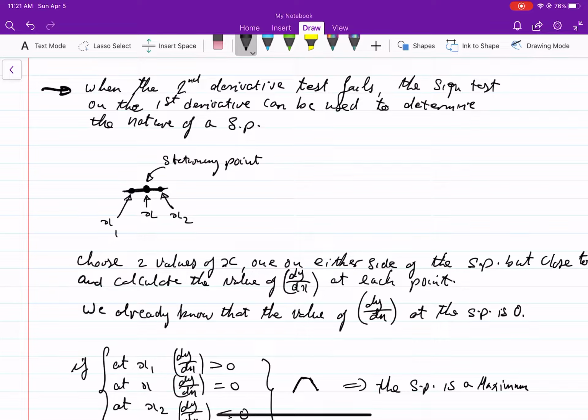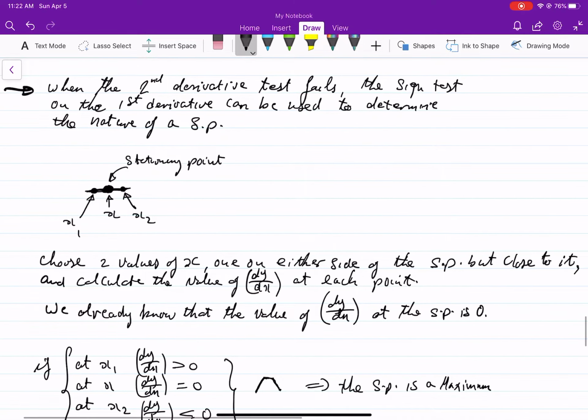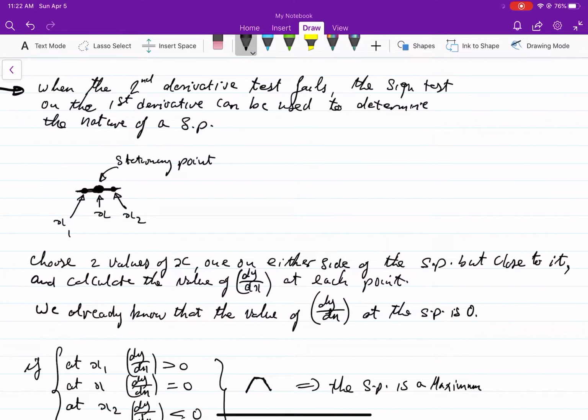Let's say we have the x value of the stationary point as shown in this little diagram here. That's the x coordinate of the stationary point. What we're going to do is choose two values of x, and it's totally up to you, one of them on either side of the stationary point, but close to it. And then we're going to calculate the value of dy dx at each of these points.